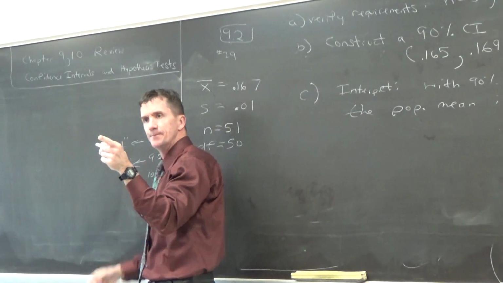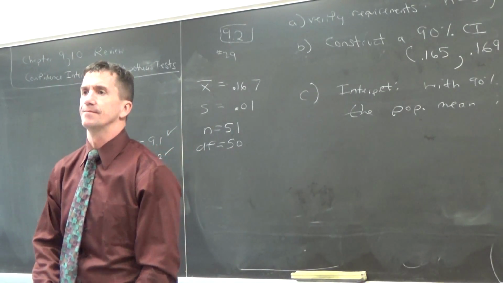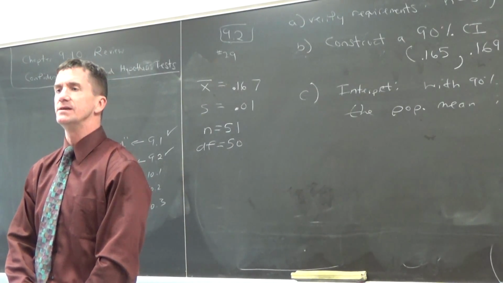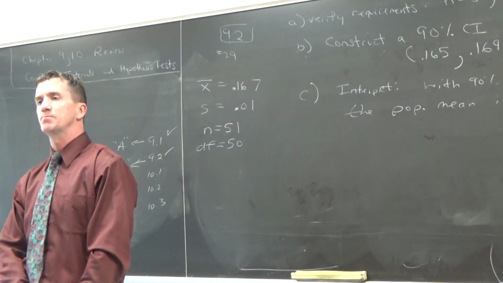Right. Cool? 9.2 is dealing with population mean. We think T. So very good point.